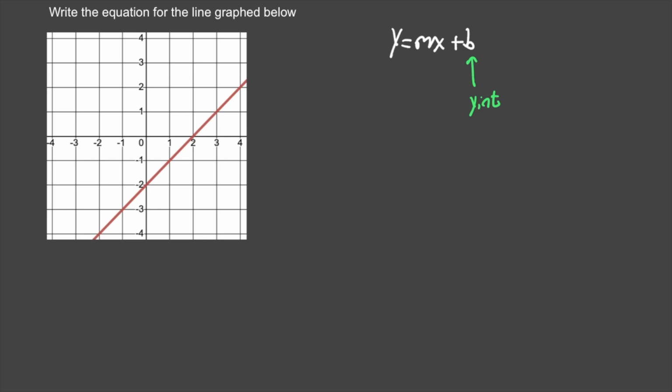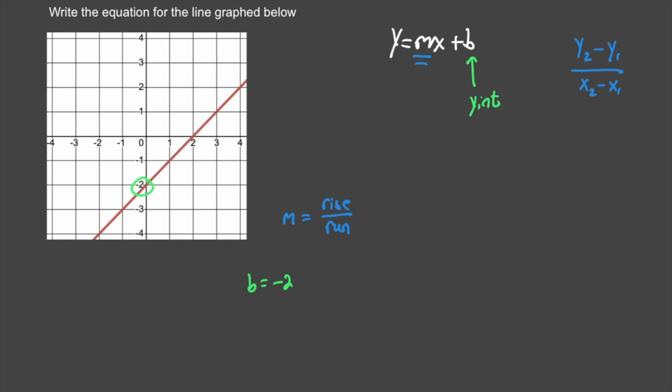So y-intercept found. B, or the y-intercept, is -2. Slope, a little bit more work for that. So slope is represented by the letter M. You can do this in one of two ways. You can either use the rise over run, or you can use the formula y2 minus y1 over x2 minus x1. Doesn't matter, just whichever way you're more comfortable with.